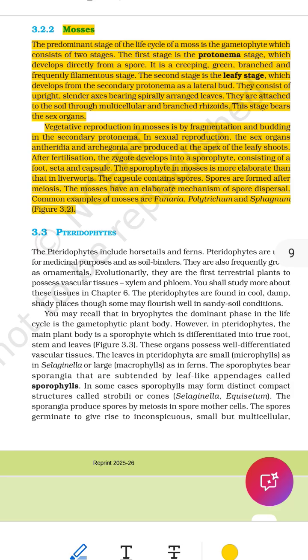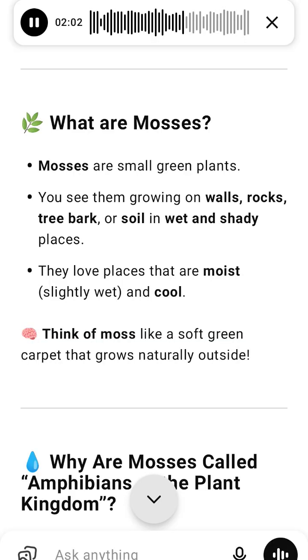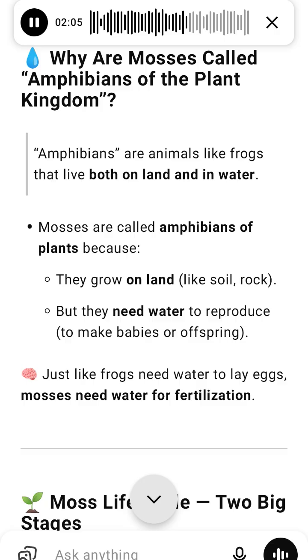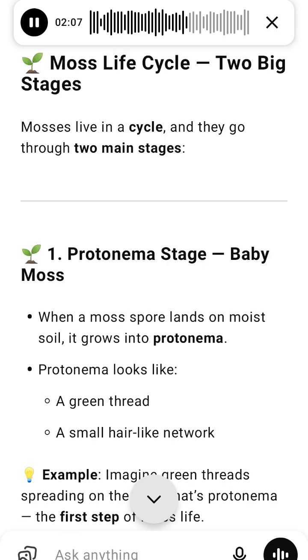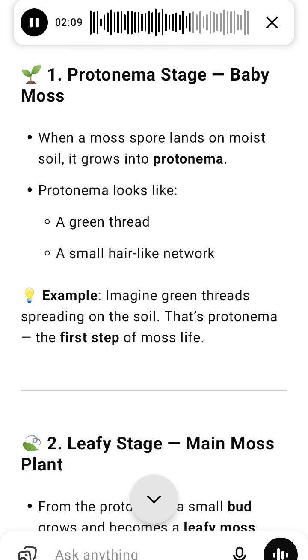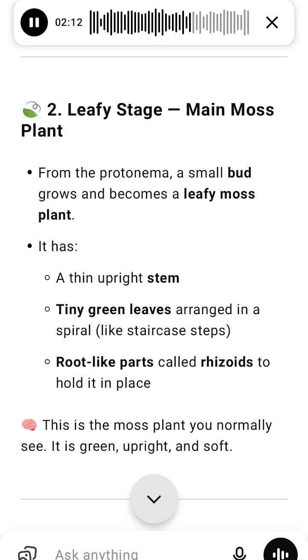2. Leafy stage, the main plant, grows from the protonema. This stage has a thin upright stem called axis, leaves around it in a spiral, and root-like hairs called rhizoids that fix it to the ground. Moss reproduction, how moss makes new moss. Vegetative reproduction happens when a moss plant breaks into pieces, fragmentation, or new moss grows from buds on the protonema.